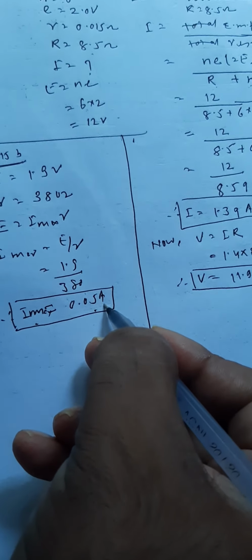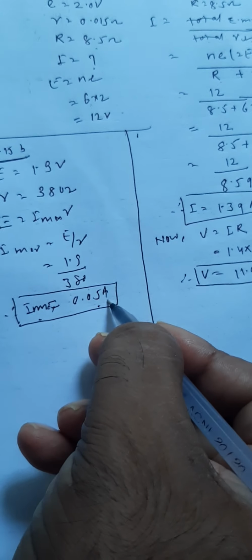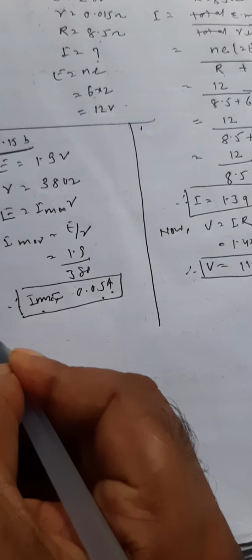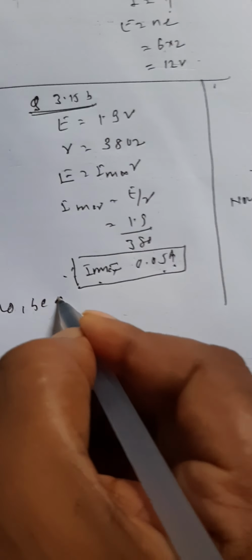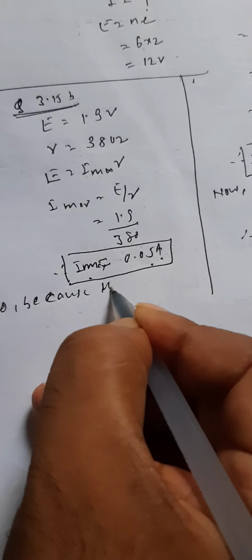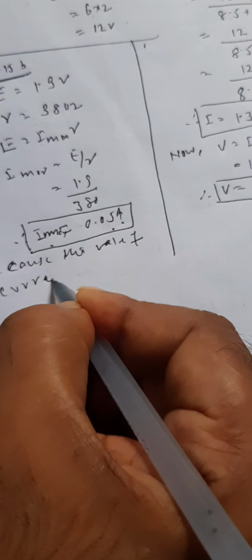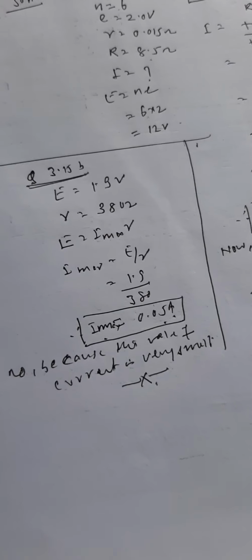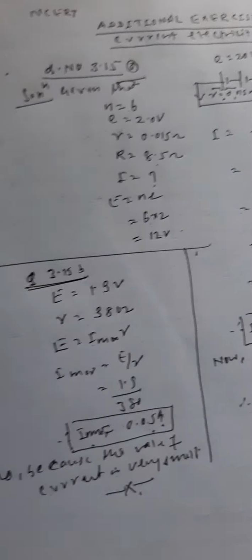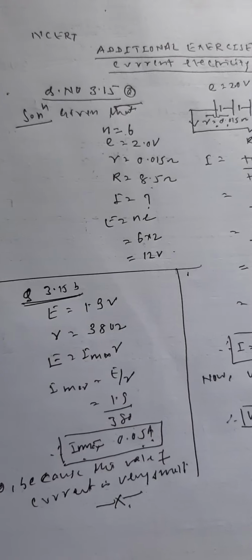And the last part: could the cell drive the starting motor of a car? No, because the value of current is not adequate, it is very small. That's okay. So this is the solution of question number 3.15b, and the earlier one is the solution of question number 3.15a.